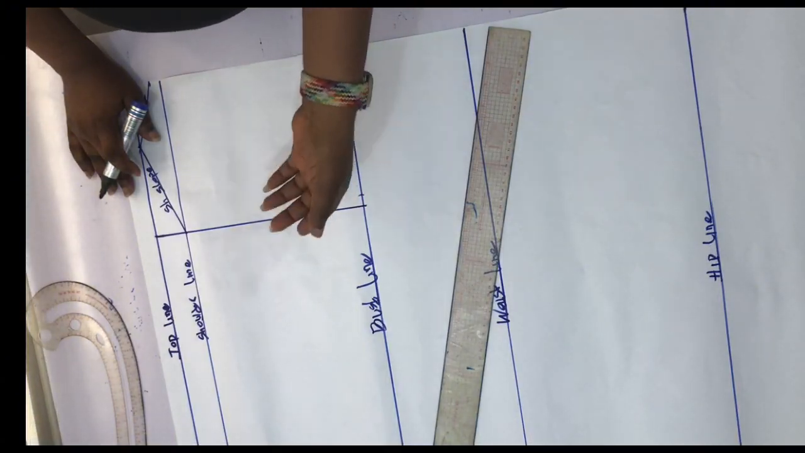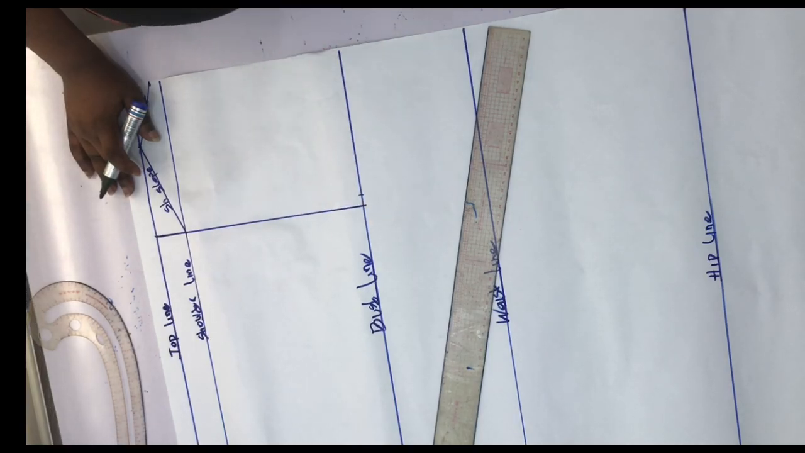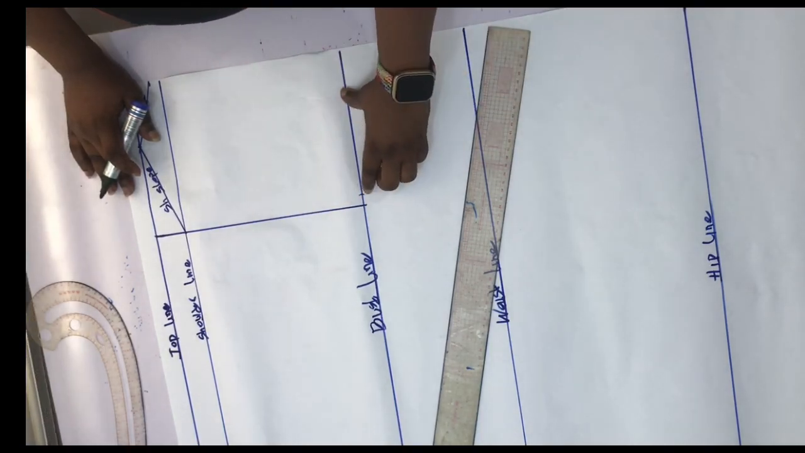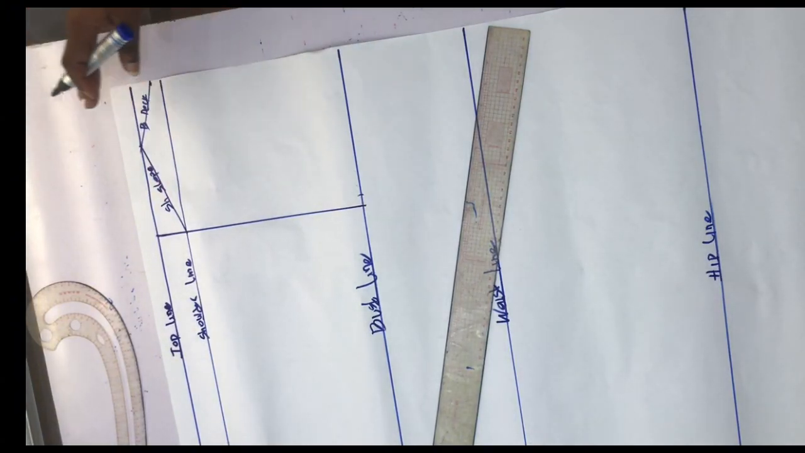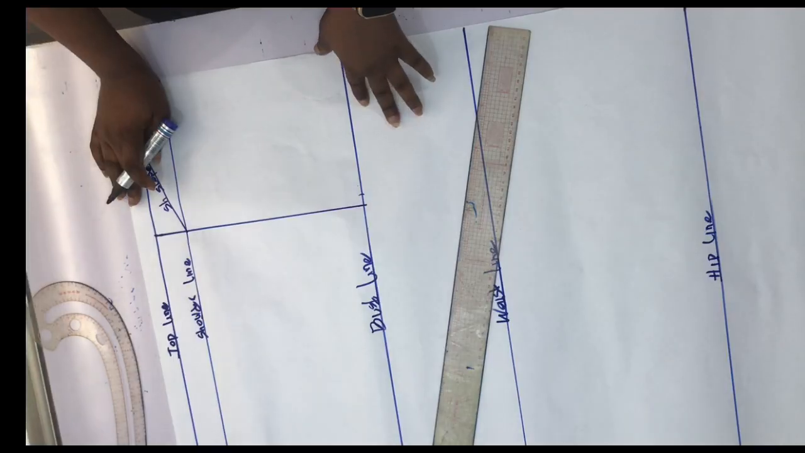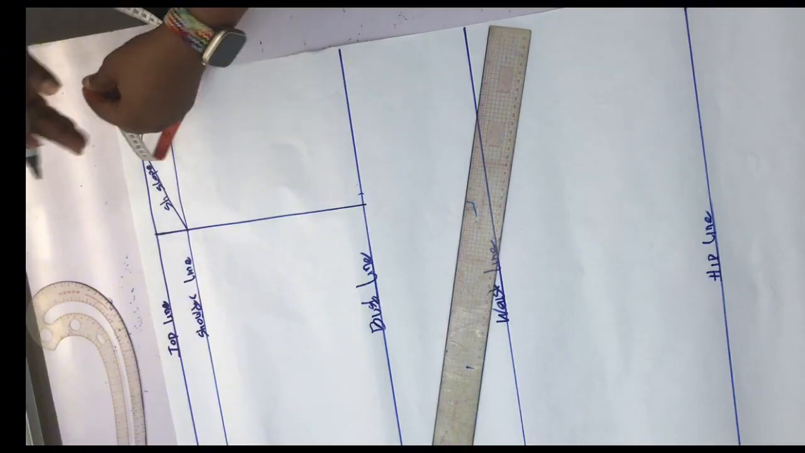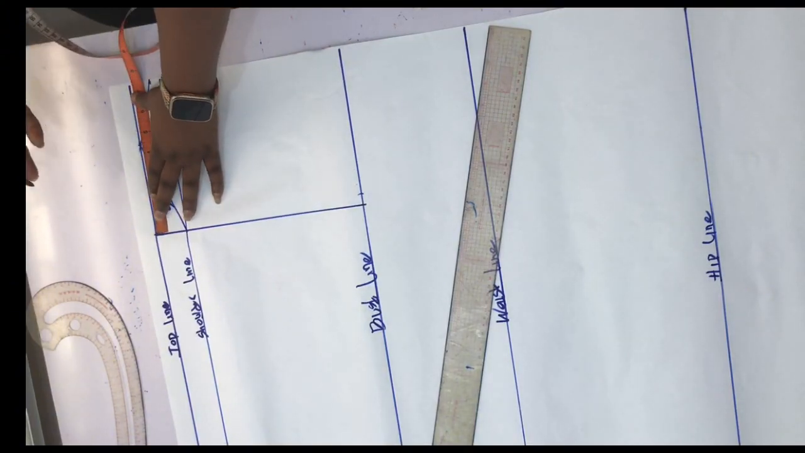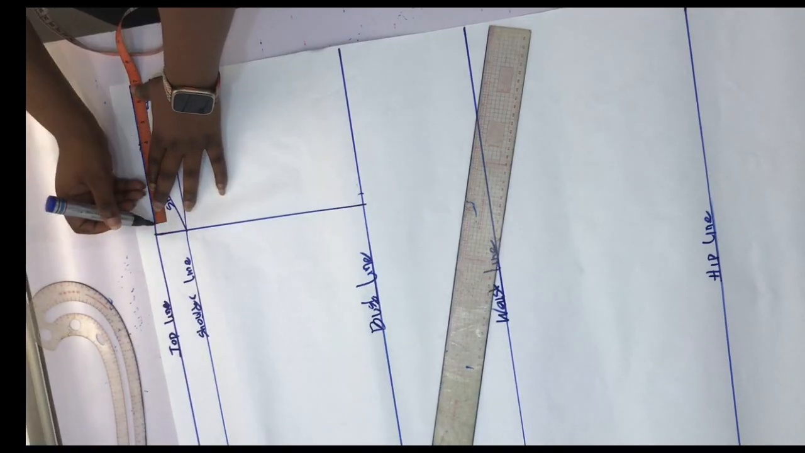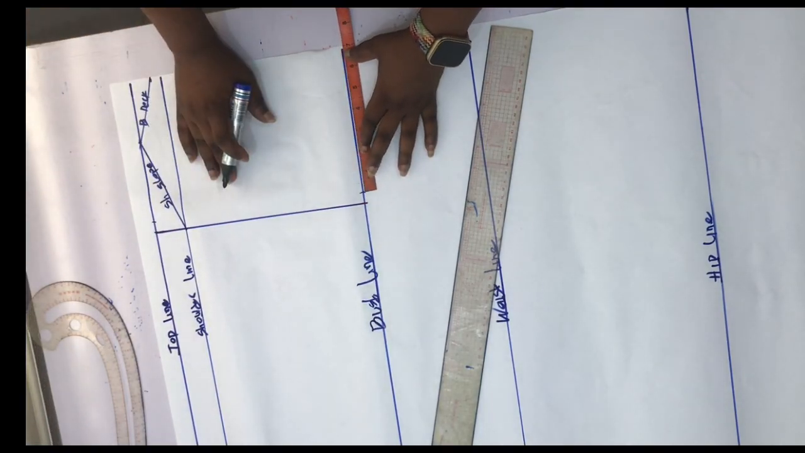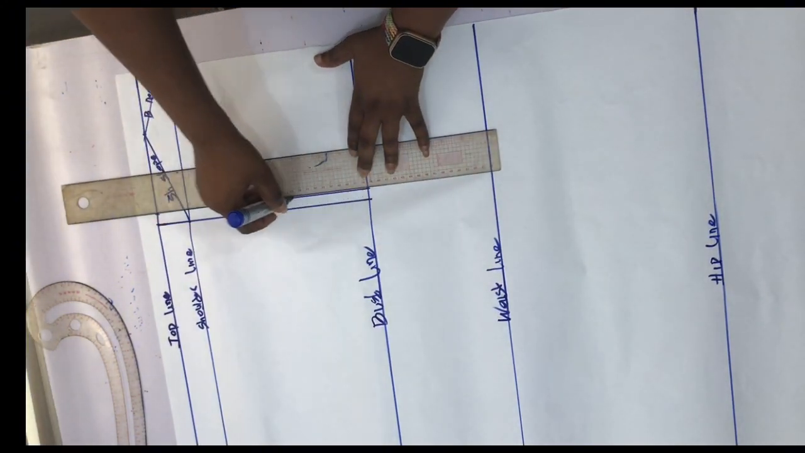Then there's what we call the back width. Now the back width here, my back width is 14.5 inches, but for the sake of drafting this pattern so that it will be very visible, I'm going to be using 14 inches. So I'm going to divide 14 inches by 2, and I'm going to mark it across the paper. Then I'm going to go ahead and connect it as same.